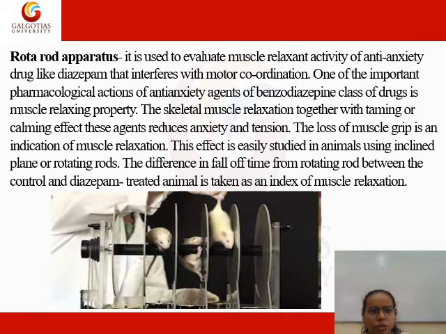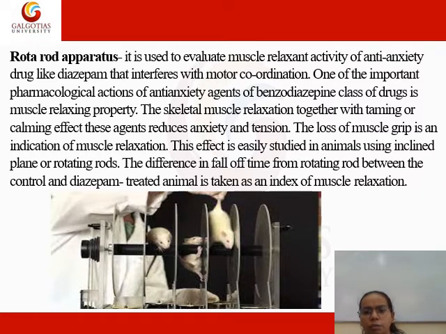The second one is the rotarod apparatus. It is used to evaluate the muscle relaxant activity of anti-anxiety drugs like diazepam that interfere with motor coordination. One of the important pharmacological actions of an anti-anxiety agent of the diazepam class of drugs is the muscle relaxing property. Skeletal muscle relaxation occurs together with a calming effect. These agents reduce anxiety and tension.